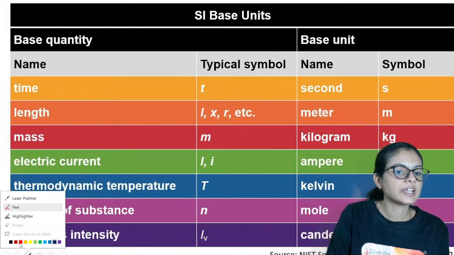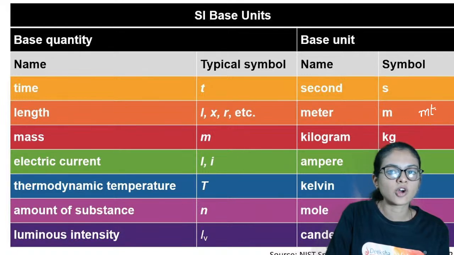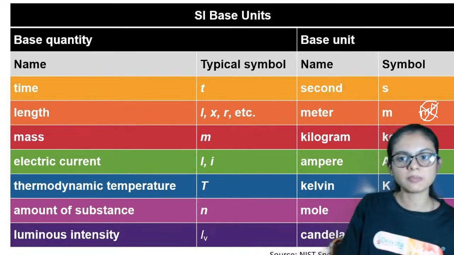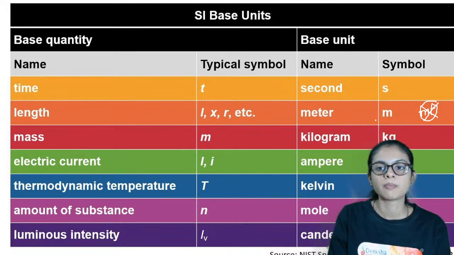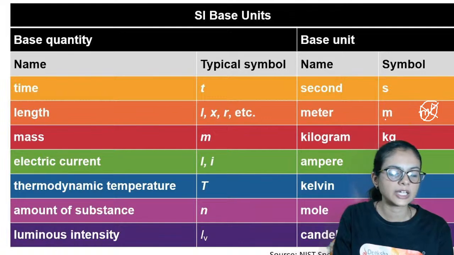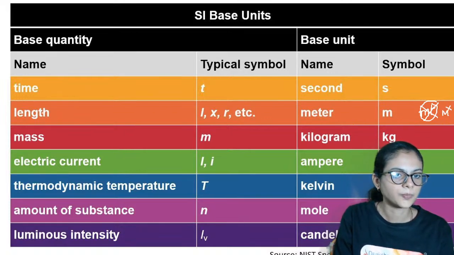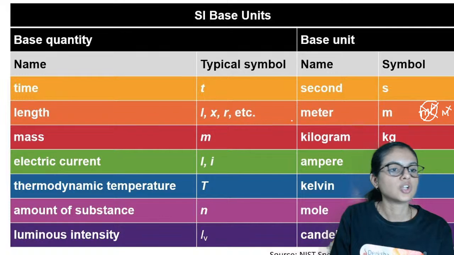And be careful, any change in this is not accepted. You cannot write m into t for meters, it is not the accepted symbol. If you write this kind of wrong symbol, the teacher may deduct marks, because the standard decided is small m. You cannot write capital M also, it is wrong. Only the small m is the SI unit of length. So remember, the SI unit of length is meter, not kilometer, not centimeter, not anything else.